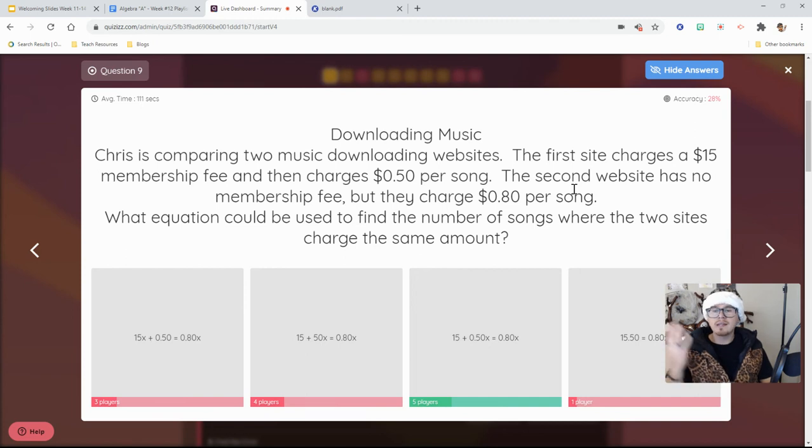So you have one site that charges a $15 membership fee. Now, when you pay a membership fee, you pay that regardless, right? You pay the fee before you even download a song, and I see your question, I'll answer that. So make sure you recognize that it's got to be just $15.